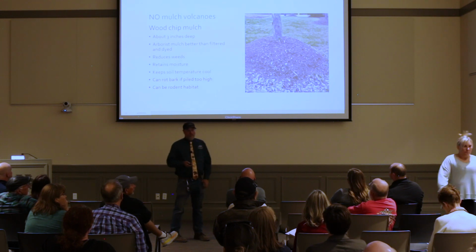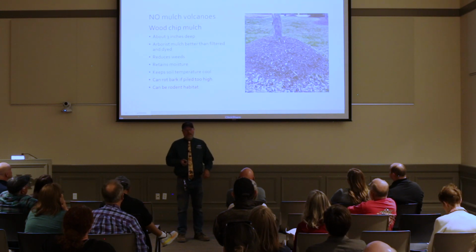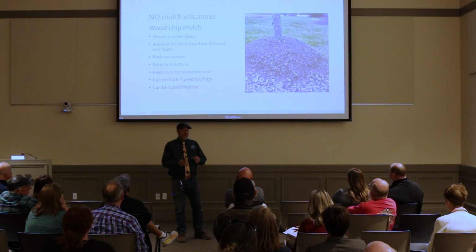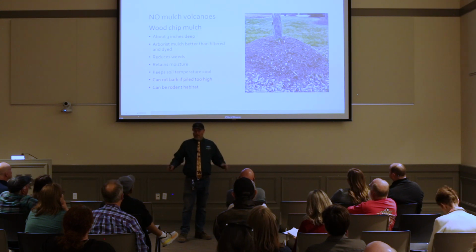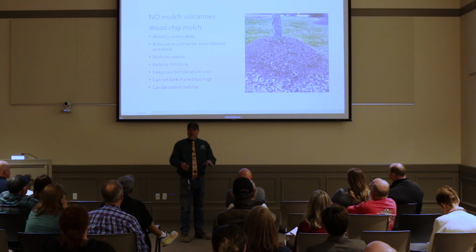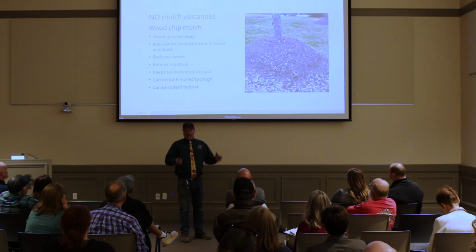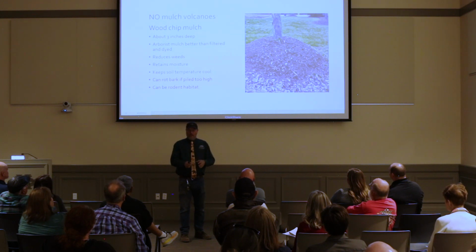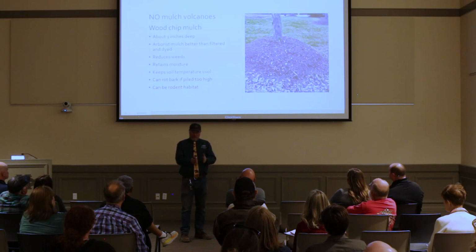Mulch volcanoes are a big no-no. Mulch is great. Mulch helps keep the grass away. It helps keep the lawnmowers away from your tree. It helps keep the weeds down. It keeps moisture in the soil. It kind of keeps the soil temperatures cool. Does a lot of really great things. But if you pile it up too high, it'll rot the bark on the base of your tree. So you want it about 3 inches deep. You want it a little bit away from the very base of the tree.